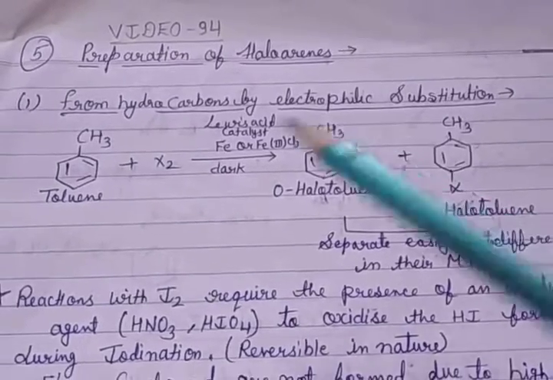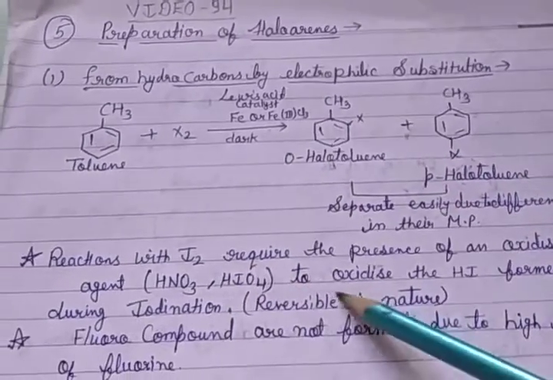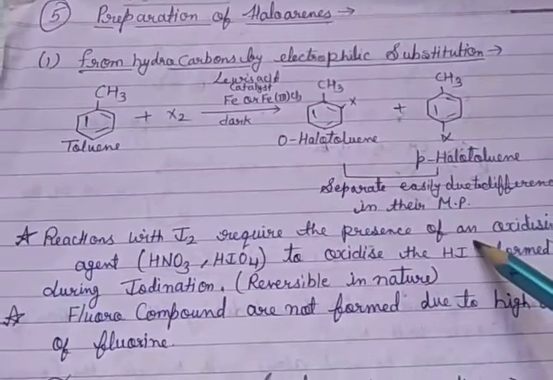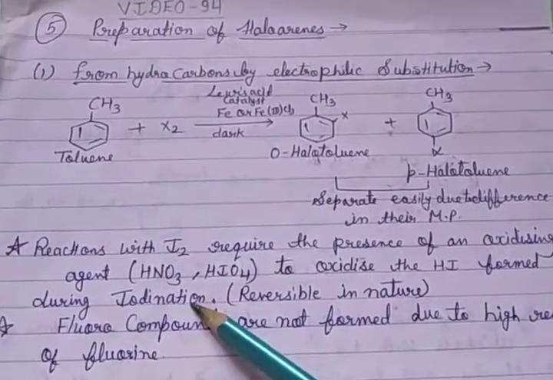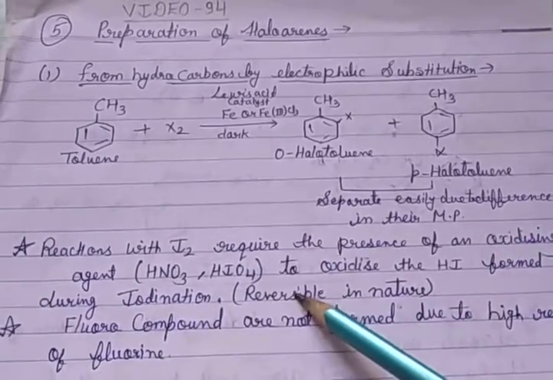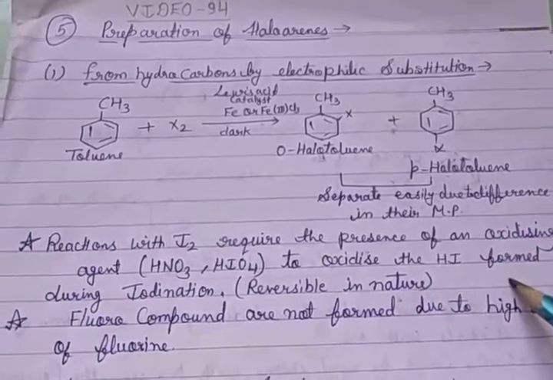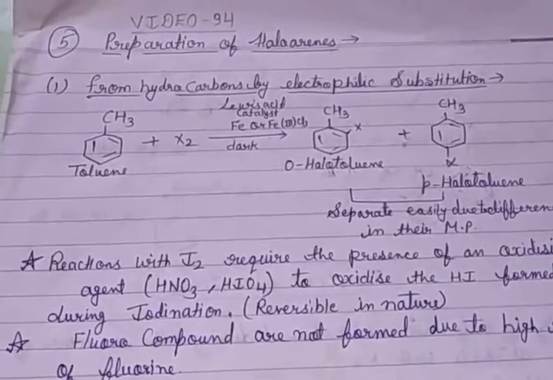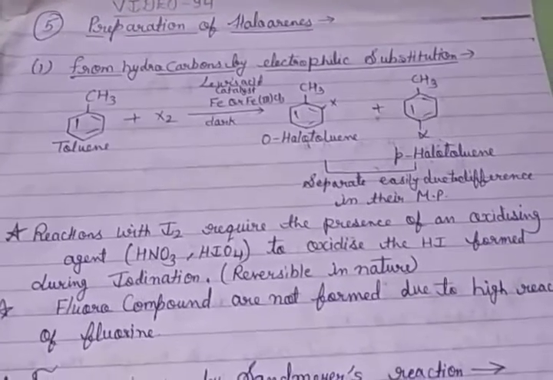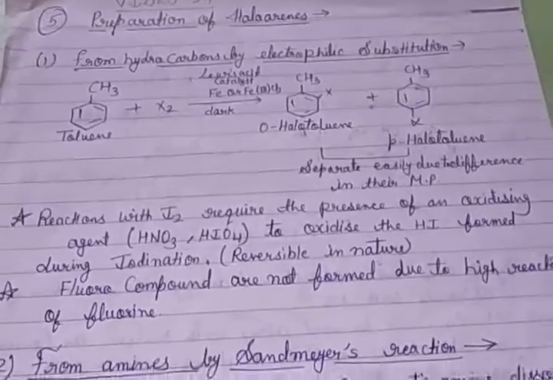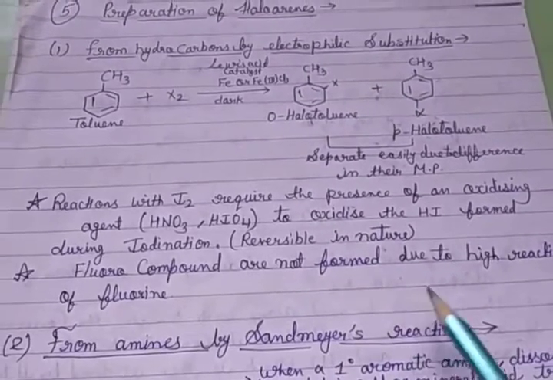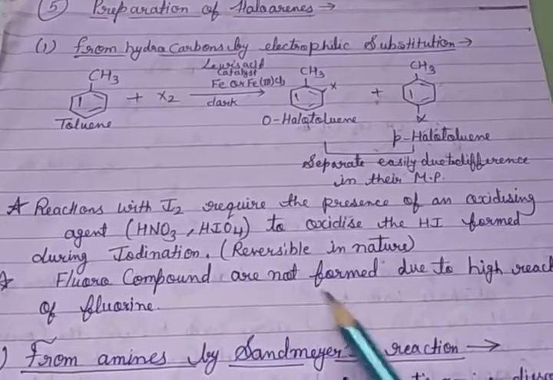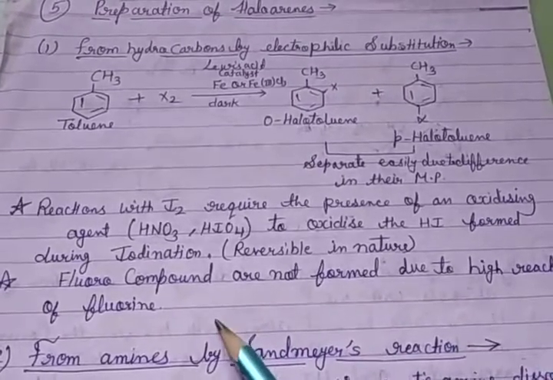The reaction with iodine is different. If toluene reacts with iodine, it requires the presence of an oxidizing agent such as HNO3 or HIO4 to oxidize the HI formed during the iodination, because the reaction is reversible in nature. Then fluoro compounds are not formed due to the high reactivity of fluorine.